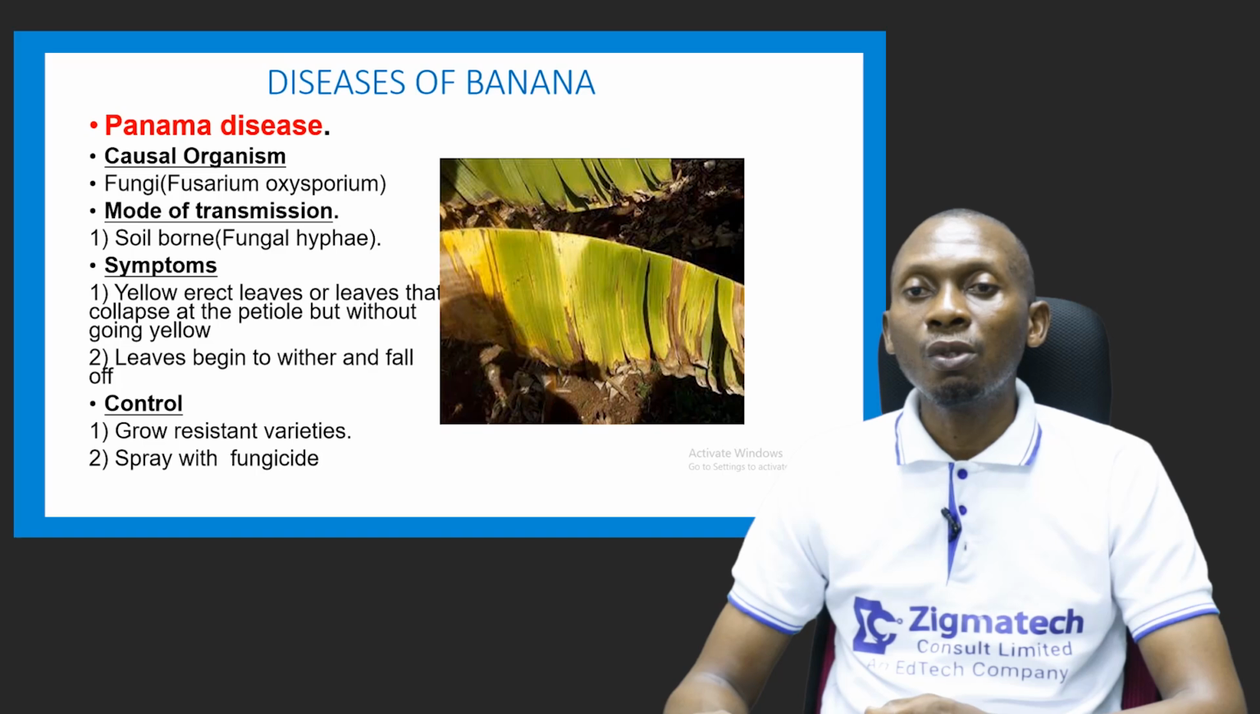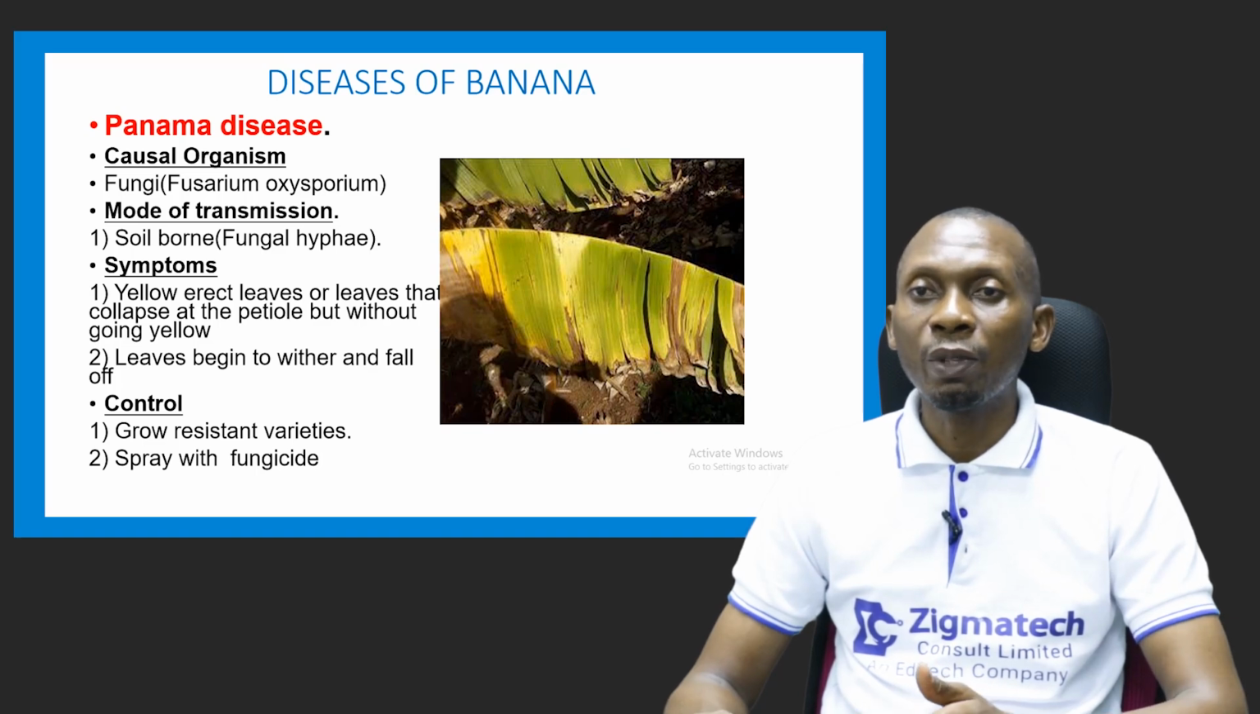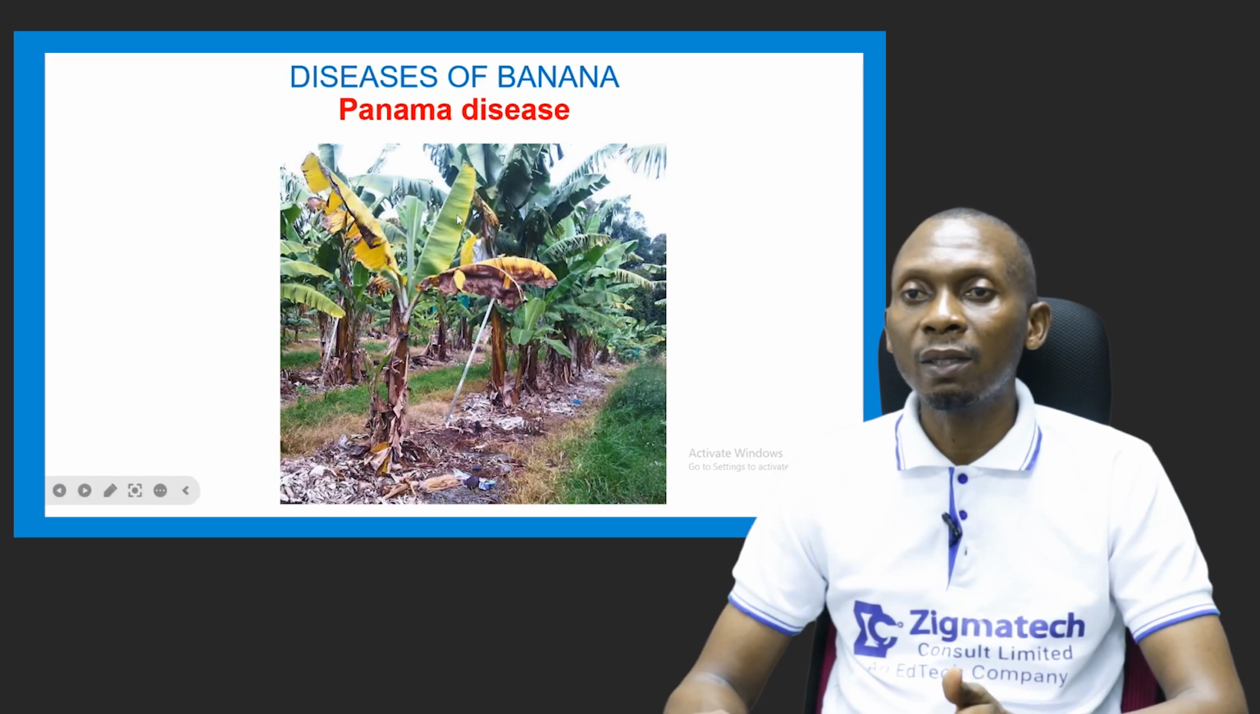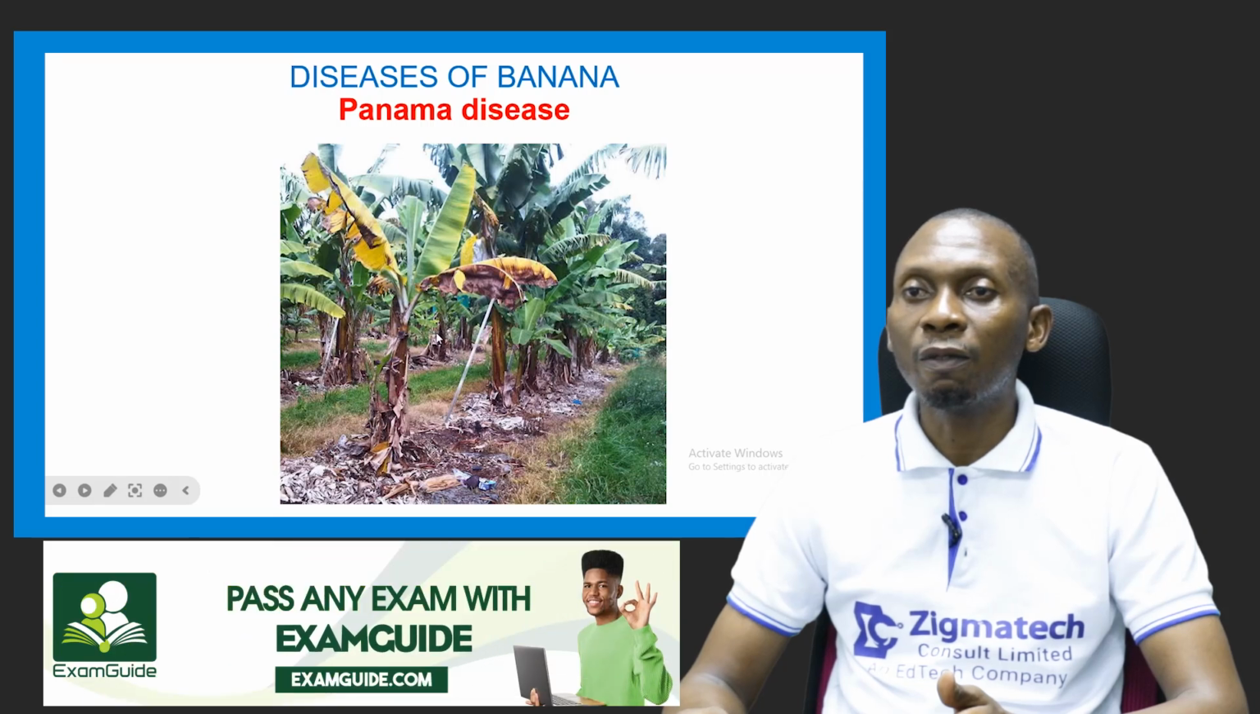How is it controlled? You grow resistant varieties. You can also spray with fungicide. See how Panama disease looks. See the petiole here. This is the petiole. You know, the banana has a false stem, which is the pseudostem. Look at the petiole, look at the leaf blade. So sometimes they could just break off.